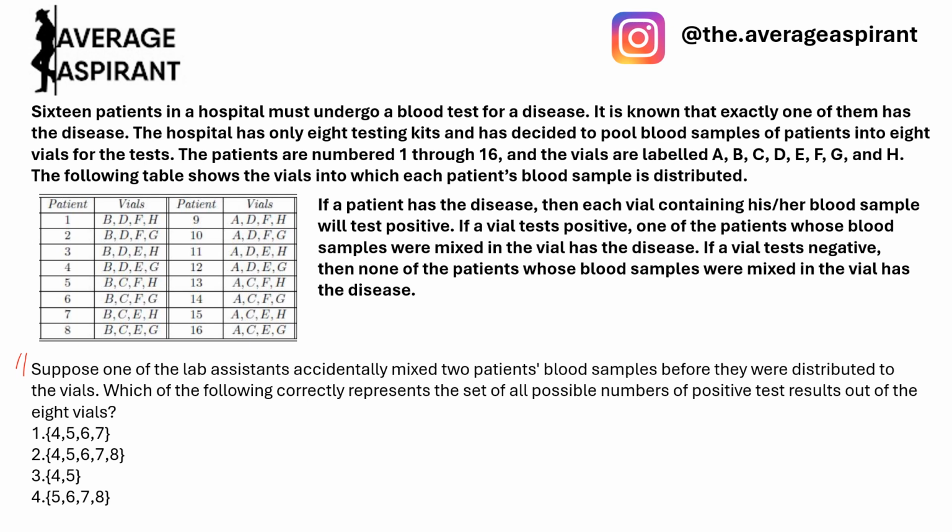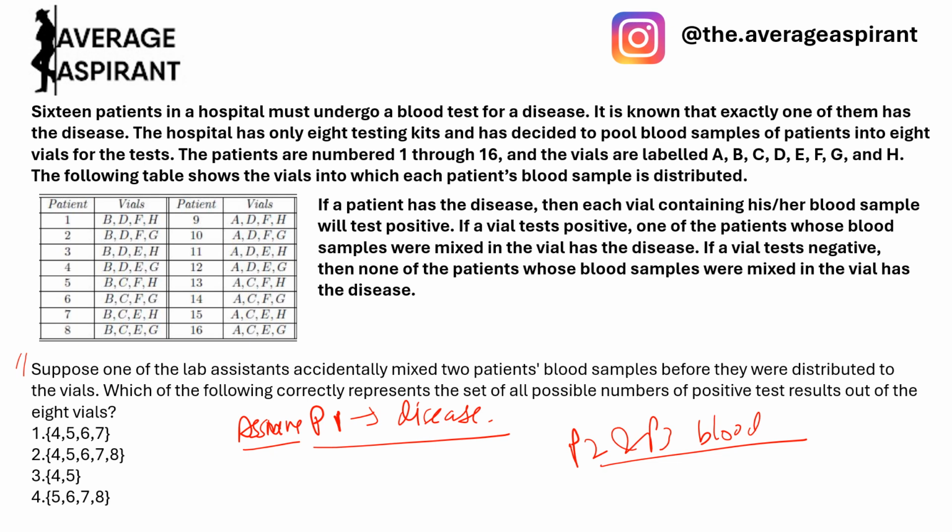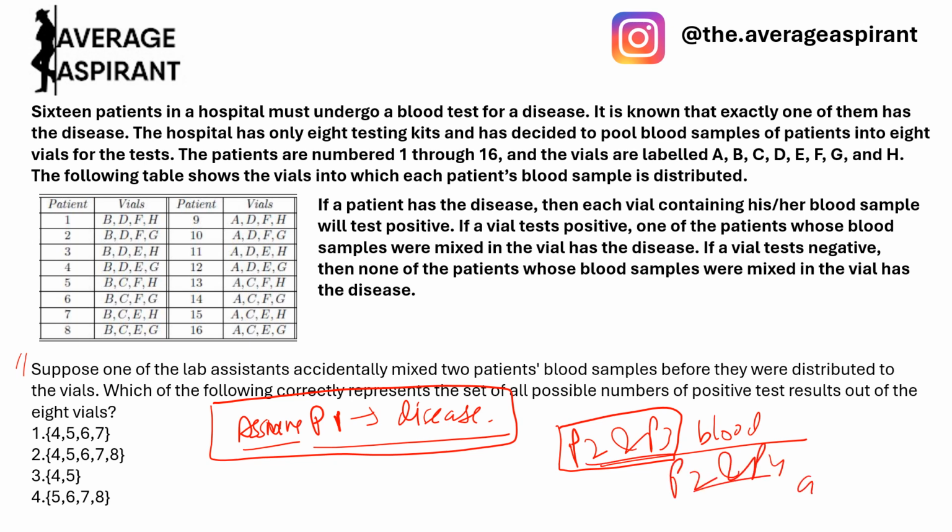So for example, we assume let P1 be the person who has the disease. Now you mix P2 and P3's blood. Nothing happens, right? Because the person having the disease is P1. So if you mix P2 and P3, none of them have the disease, so there's no positive result for P2 and P3. You can mix P2 and P4, you can mix anyone. What will be the outcome? Unless you are mixing P1's blood with anyone, only the 4 vials having P1's blood will test positive, others will test negative.